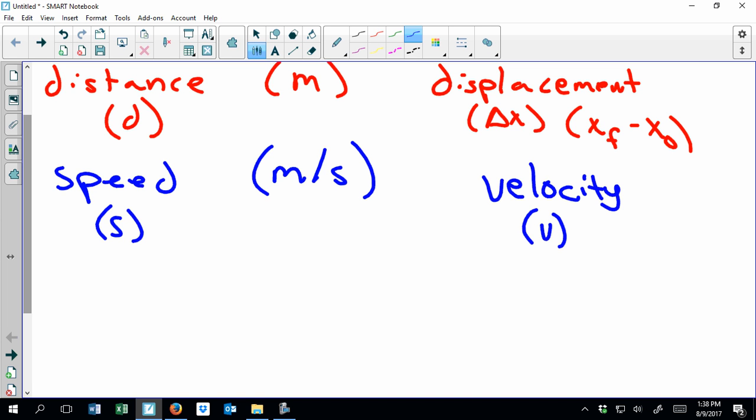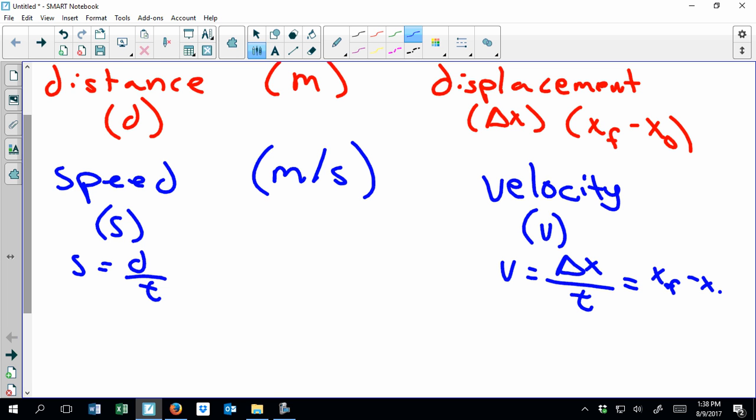So we could say that for both of these, speed is just an amount of distance over how long it took, and the velocity is just the displacement over how long it took. And we can break that up one step further. Sometimes instead of giving you the change in position, I'll give you the two individual positions, the initial and final, and you just have to do this displacement piece first and then put it into that equation.